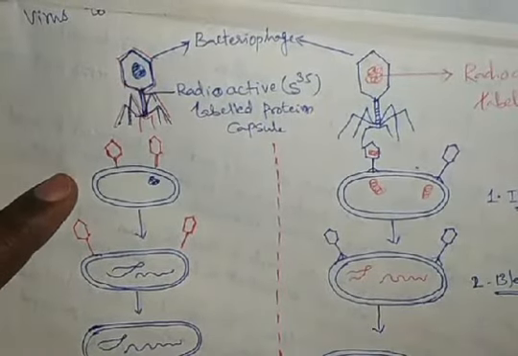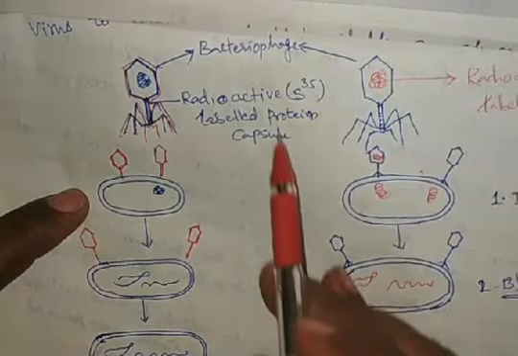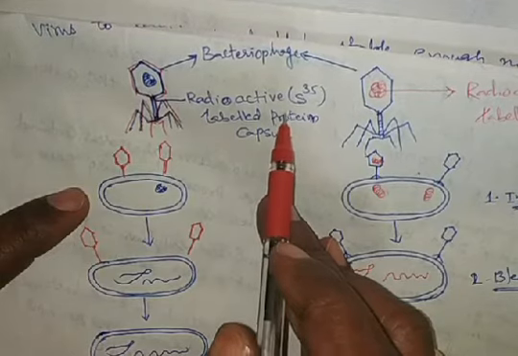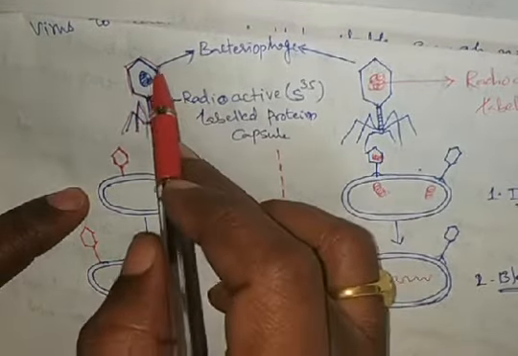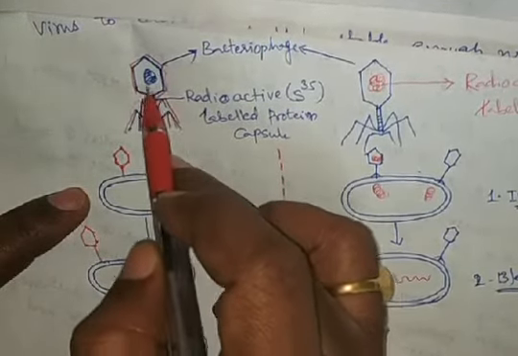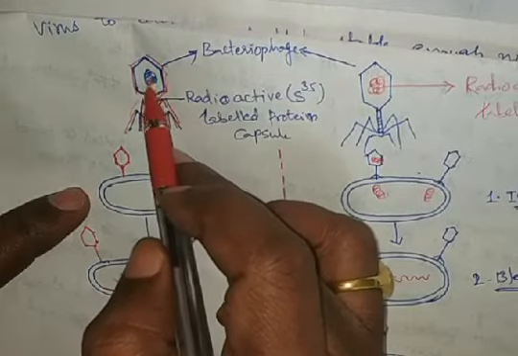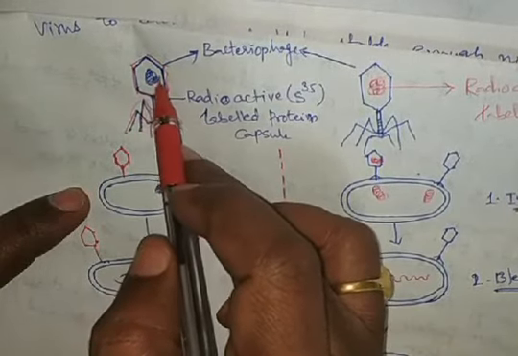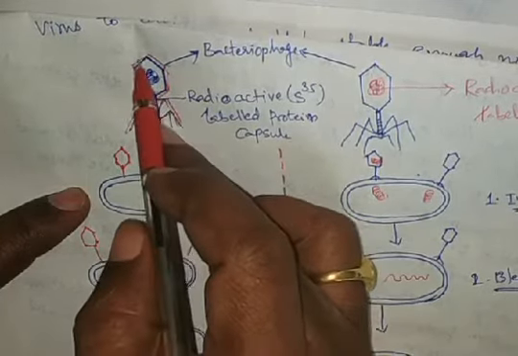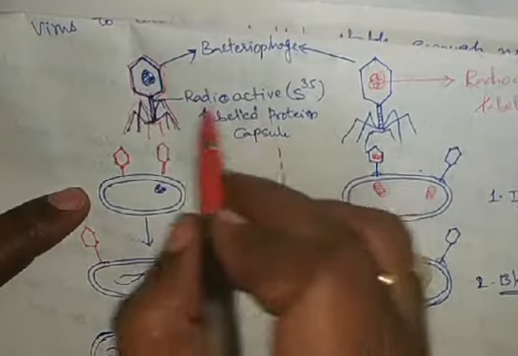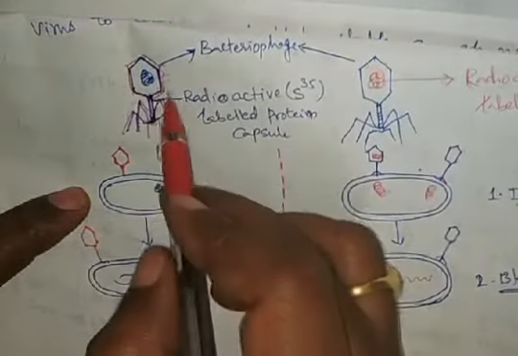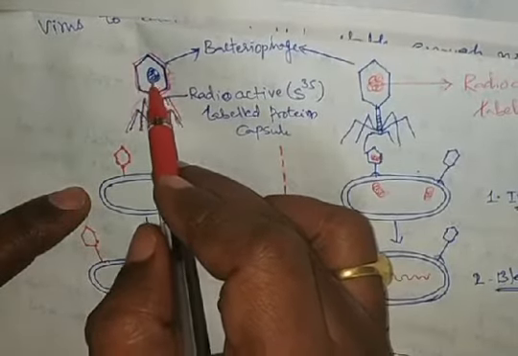Now the bacteriophages cultured in radioactive sulfur 35 are here. I mentioned the radioactivity by the red color, and the material inside this protein coat, that is a DNA actually, is in blue color. In this case, radioactivity is in the red color. So now this protein coat has a radioactive sulfur, because it has a sulfur. Sulfur is not in the DNA.